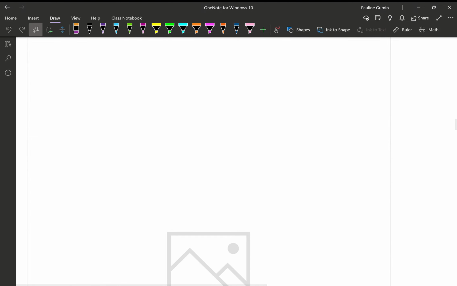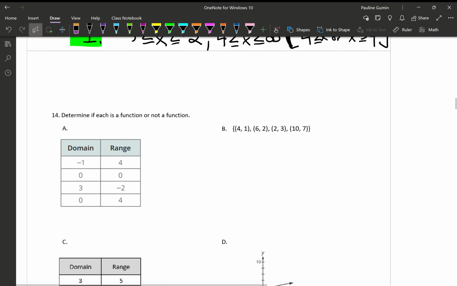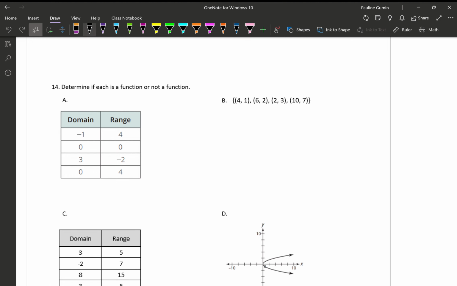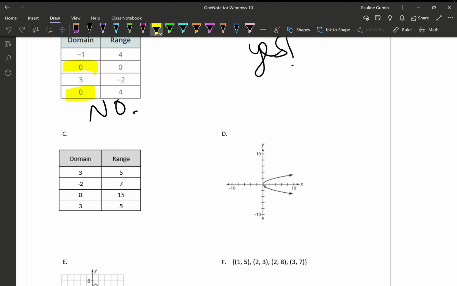Onwards we go for just a few more problems, right? We're just going to identify whether or not they're functions. Let's do this. So, 14. Is it a function? Let's look at the domain. Do you see it? I see it. No. Letter B. Let's check out all the x's. Are they all different? Yes. Letter C. Check the domain. Are they all different? No, the 3 is cheating. Shame. Shame.